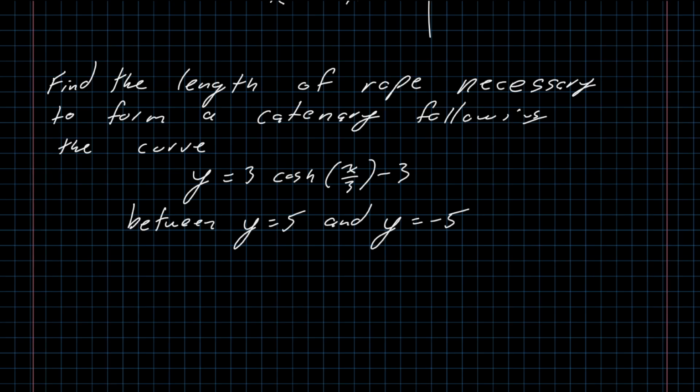I want to find the length of rope necessary to form a catenary, which follows the curve y equals 3 times the cosh of x over 3 minus 3. So it's the basic form of a catenary, plugging in a equals 3. And we know that it's pinned at x equals 5 and at x equals negative 5.